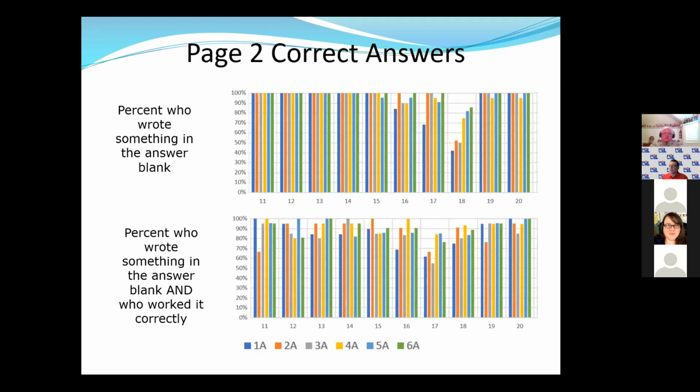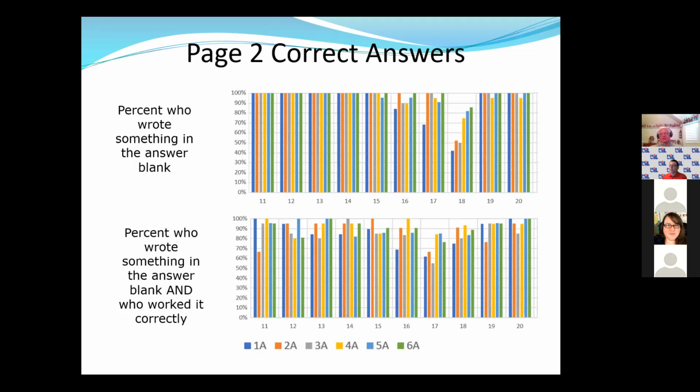Okay, looking at page 2, there's really not much noteworthy other than problem 18 here. You can take a look at that if you downloaded the test, or we'll look at it in a minute. Not many people worked it, but if you look down at the bottom curve set of lines, most of the people that worked it actually worked it correctly.